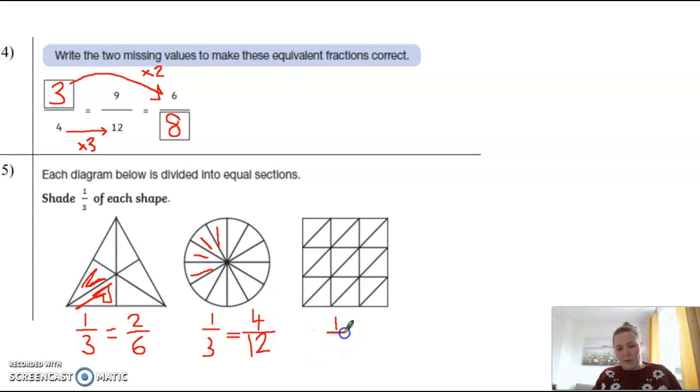And then last of all, I've got 18 pieces in this last one. So find my equivalent fraction. 3 times 6 is 18. 1 times 6 is 6. So in this one, I want to shade 1, 2, 3, 4, 5, 6, any 6 pieces. Okay, so 2 pieces, 4 pieces, 6 pieces shaded. Well done if you got that.